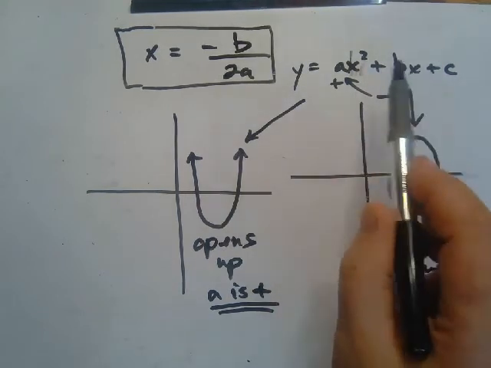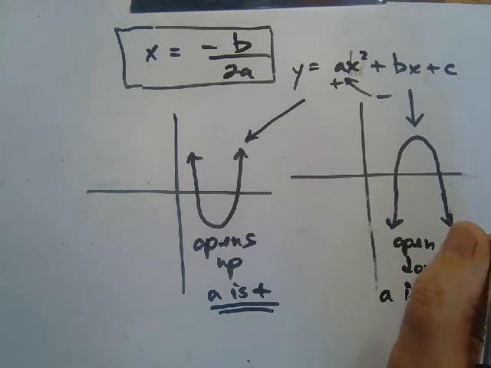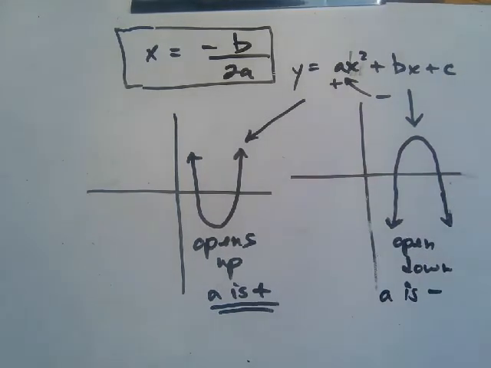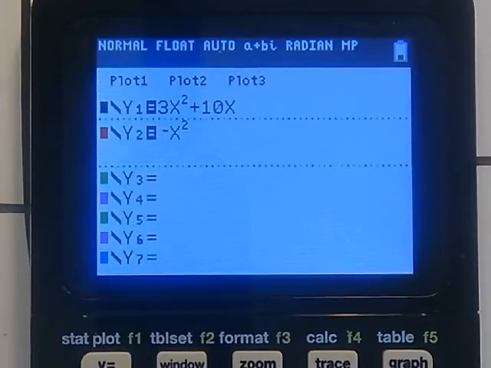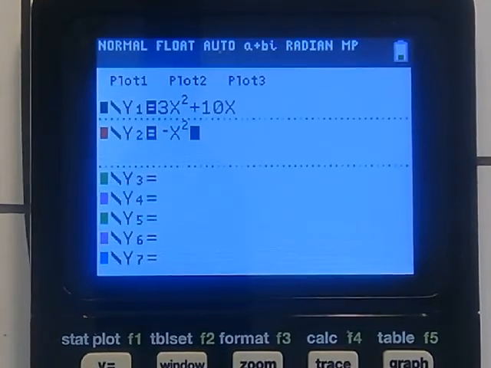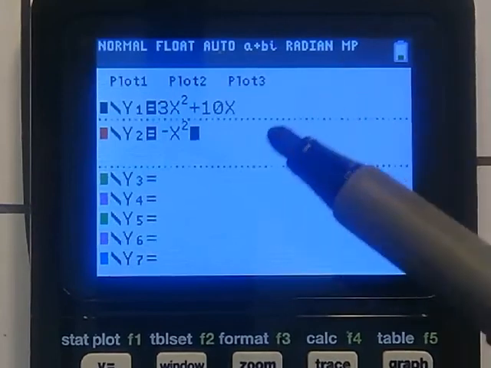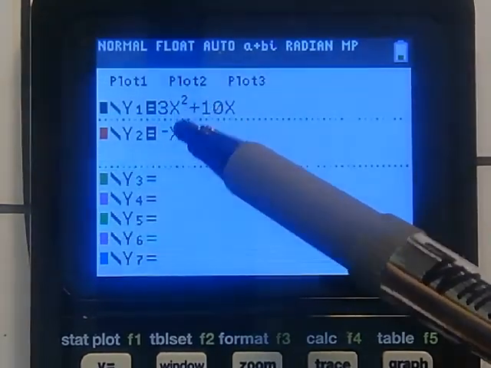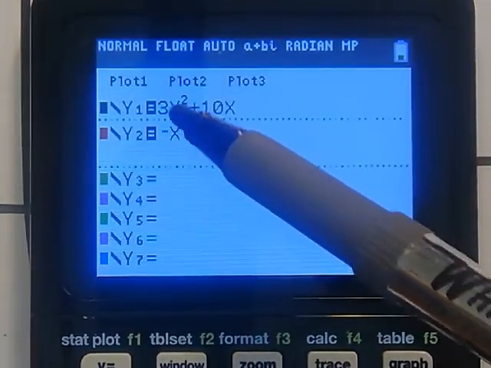So that's a quick way to tell whether your graph's going to open up or down. Well, let's do one on the calculator so you can see that. All right, in my y equals screen, I have put two equations in here. Both of them are quadratics. How can I tell? Well, because there's an x squared term in the problem.